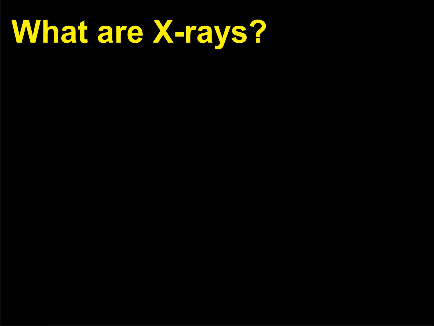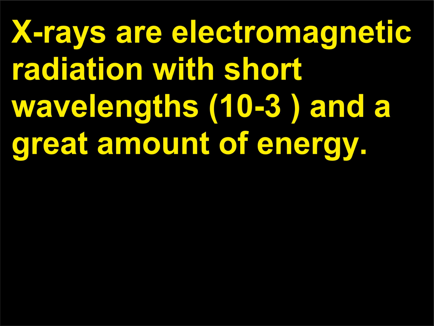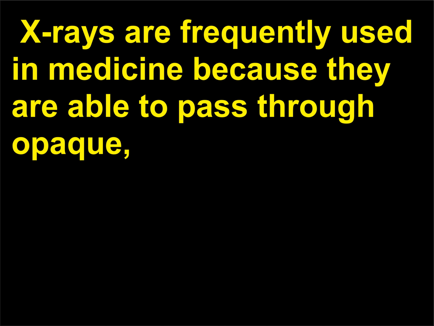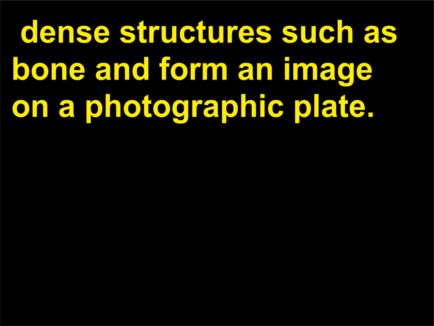What are X-rays? X-rays are electromagnetic radiation with short wavelengths, 10^-3, and a great amount of energy. They were discovered in 1898 by William Conrad Röntgen, 1845 to 1923. X-rays are frequently used in medicine because they are able to pass through opaque, dense structures such as bone and form an image on a photographic plate.